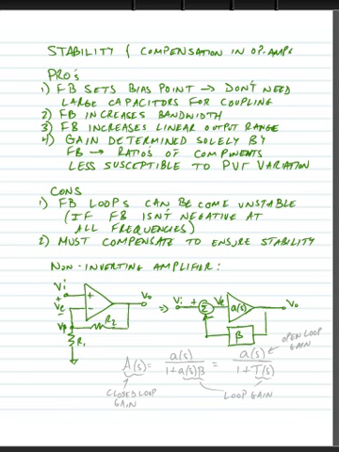We derived the gain for this system with respect to S. A of S is equal to little a of S divided by 1 plus A of S times beta. And sometimes we label the term A of S times beta as our loop gain. So we could also write this as A of S divided by 1 plus T of S, where T of S is our loop gain.